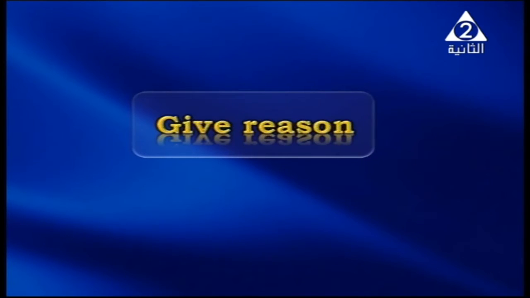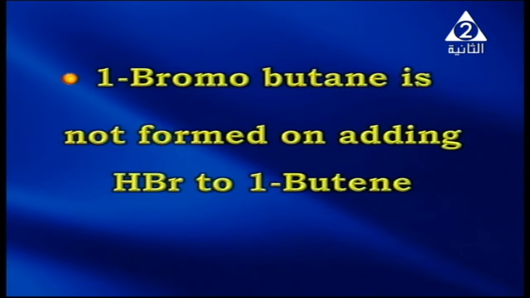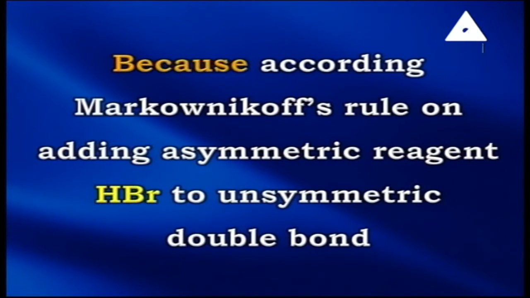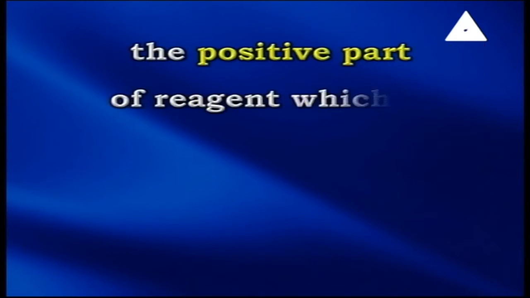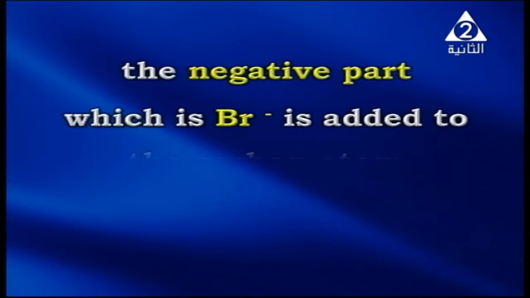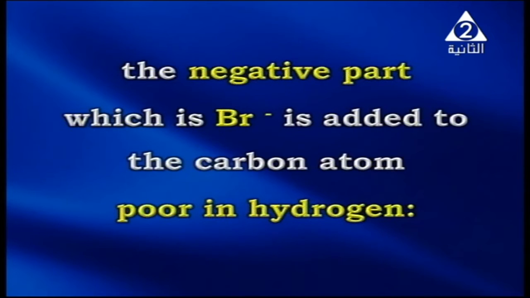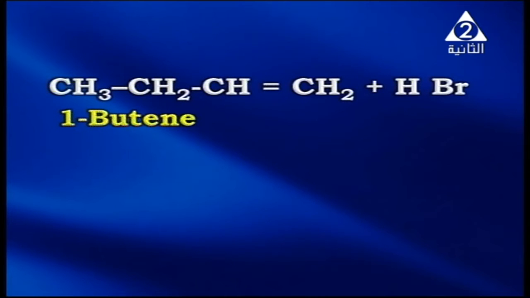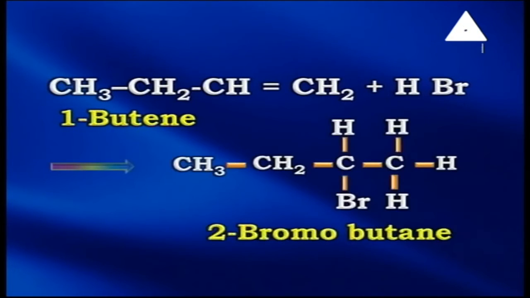So we have a good reason at this point. 1-bromobutane is not formed on adding HBr or hydrogen bromide gas to 1-butene, because according to Markovnikov's rule, on adding an unsymmetric reagent such as HBr to an unsymmetric double bond, the positive part of the reagent, which is the positive hydrogen ion, is added to the carbon atom rich in hydrogen, while the negative part, which is the bromide ion, is added to the carbon atom that is poor in hydrogen. So the equation of the reaction proceeds on the screen. 1-butene plus hydrogen bromide gives 2-bromobutane, as the bromine atom is added to the carbon poor in hydrogen of the double bond.